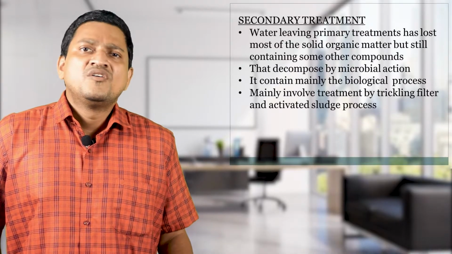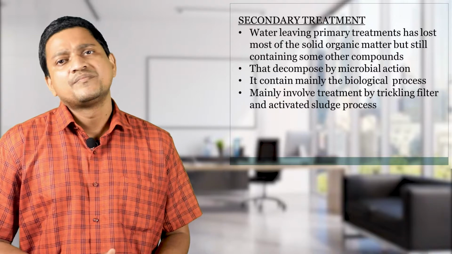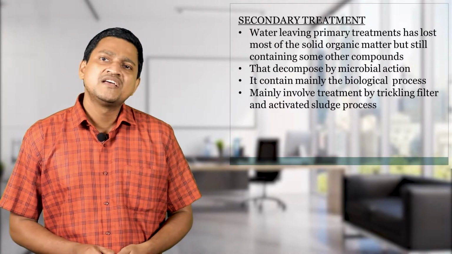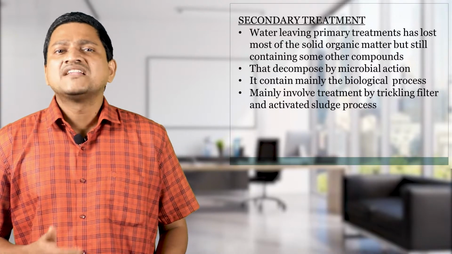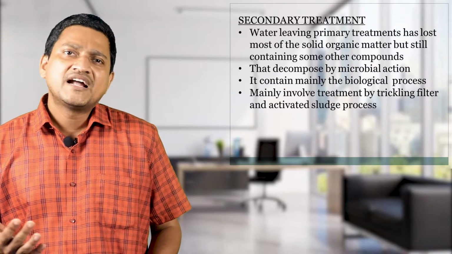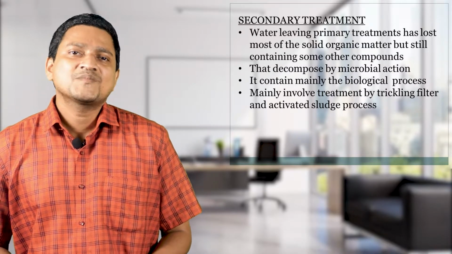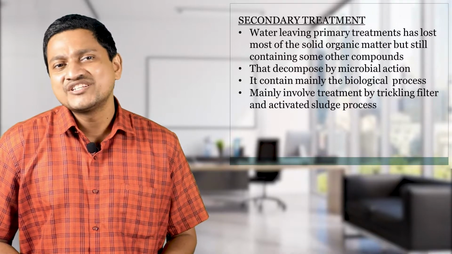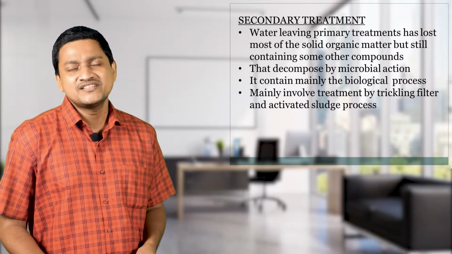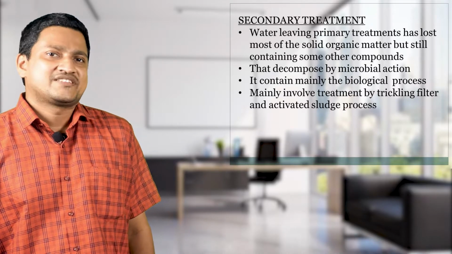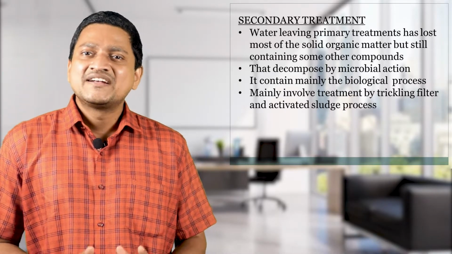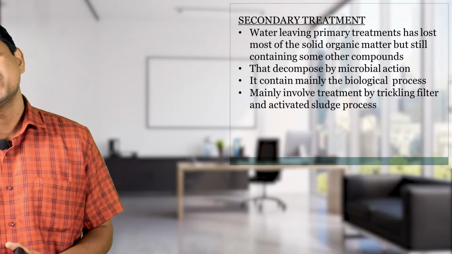The next type of treatment is the primary or physical treatment process, mainly by gravitational force. In the secondary method, water leaving primary treatment has lost most of the solid organic matter but still contains some other compounds. That is, biological compounds that decompose by microbial action. Secondary treatment is a biological process. Primary treatment is a physical process. That's the difference. It mainly involves treatment by trickling filter and activated sludge process.